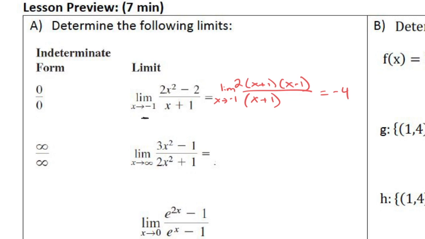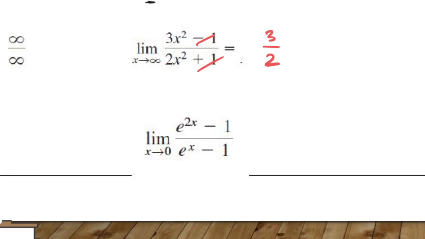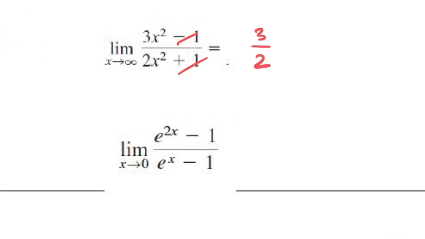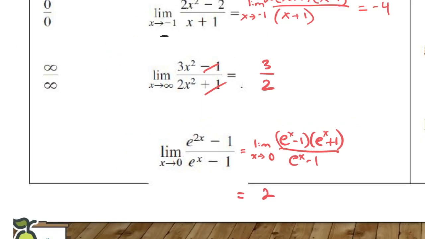The second question had infinity over infinity when you substituted, and you ended up with a 3 over 2 when you found your horizontal asymptote heading towards infinity. Now the third question took a little bit more work. You had to do your factoring, rewrote the problem, your limit as x goes to 0, your e to the x minus 1 times e to the x plus 1 over e to the x minus 1. After factoring, you were able to substitute and came up with 2 as your limit.